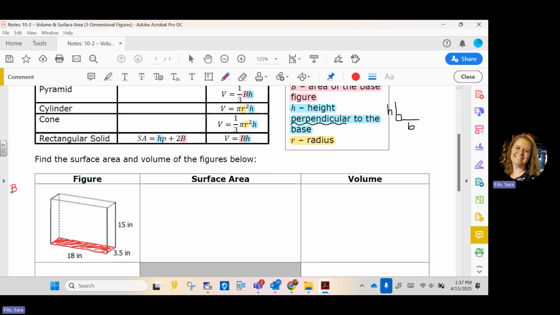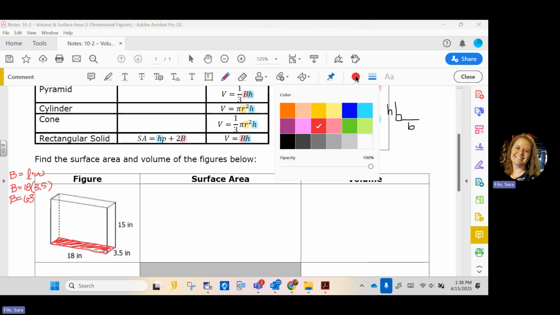So for the area of my base, I have to do 18 times 3.5 because the base is a rectangle and that's length times width, right? Is everybody okay with that? So I do 18 times 3.5, which gives me 63 for the area of my base.